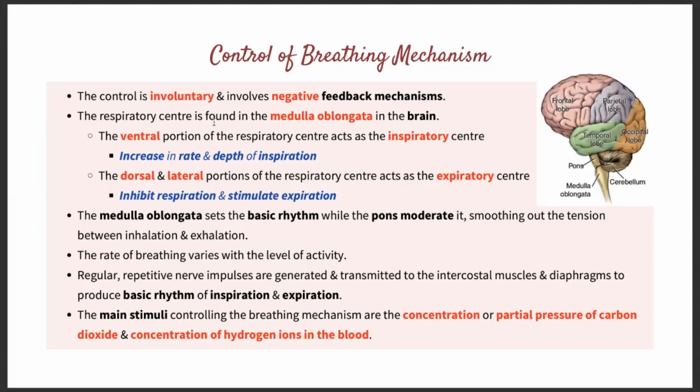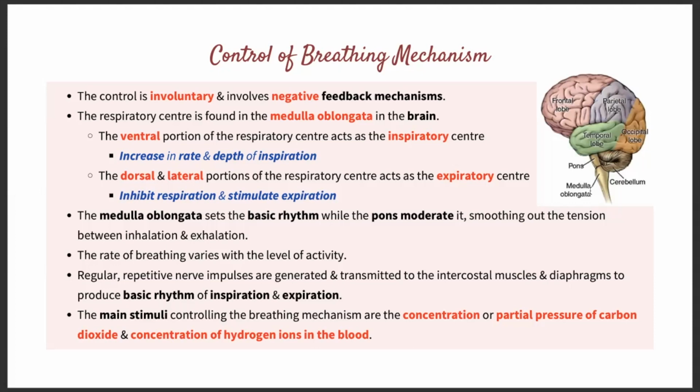The respiratory center is found in the medulla oblongata in the brain over here. This part here is the brainstem and this is the medulla oblongata. That's where the respiratory center is found. The ventral portion of the respiratory center acts as the inspiratory center, so it controls the increase in rate and depth of inspiration. The dorsal and lateral portions of the respiratory center act as the expiratory center, so it inhibits inspiration and stimulates expiration.